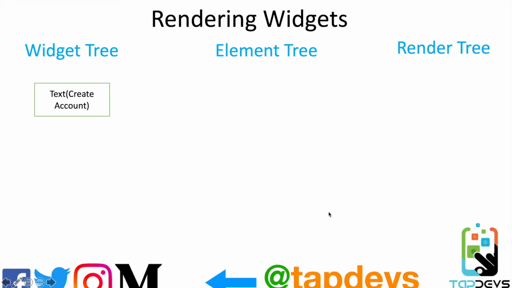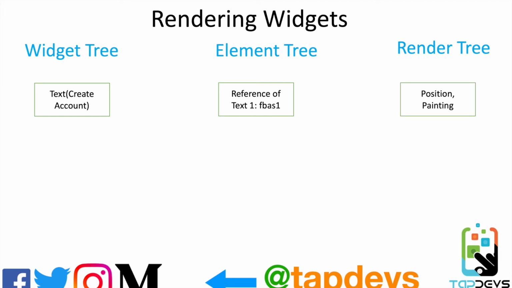So in the video, we have created a text that says create account, and Flutter creates an element and a render tree that designs all the positions and reference towards the reference of the text. So it's linked with the widget tree, and it's linking to the render tree as well. Reference is acting as a middleman between them.